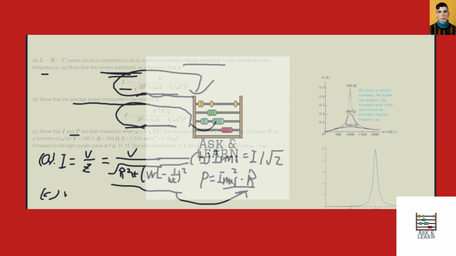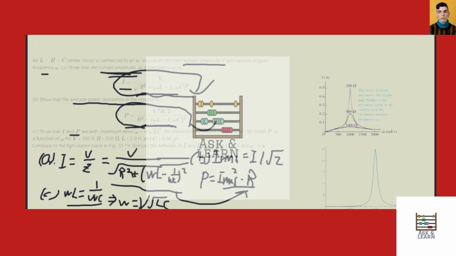we simply need to set omega L equal to 1 over omega C. So this is the resonant condition. By setting this condition, we can minimize the denominator for both formulas, so that we can maximize both formulas, I and P. And this will give us the solution omega equal to 1 over square root LC.